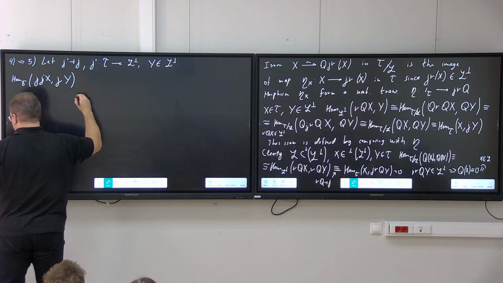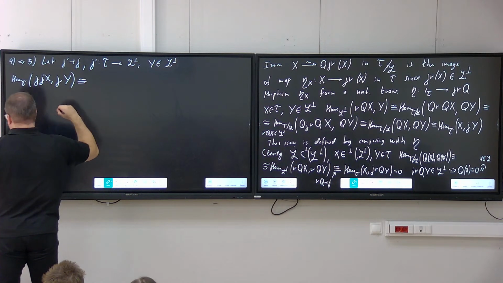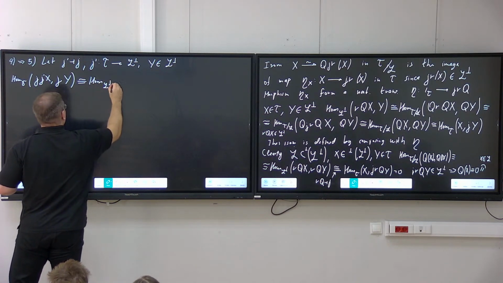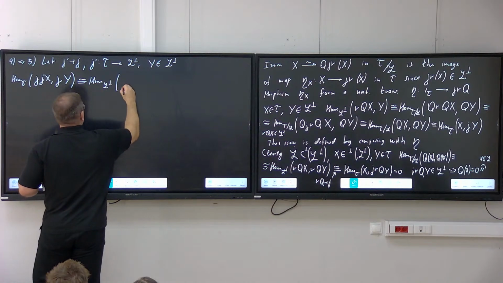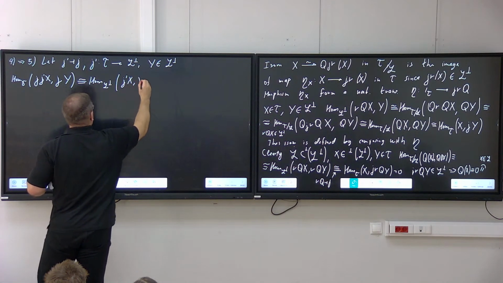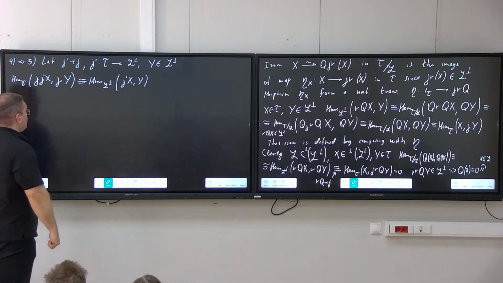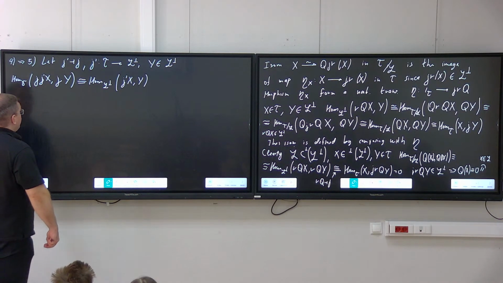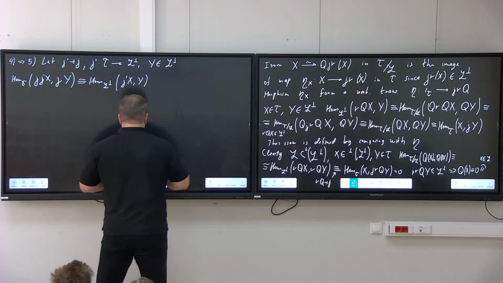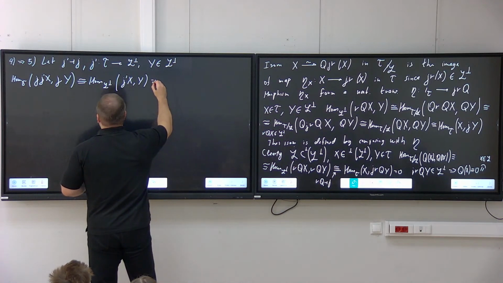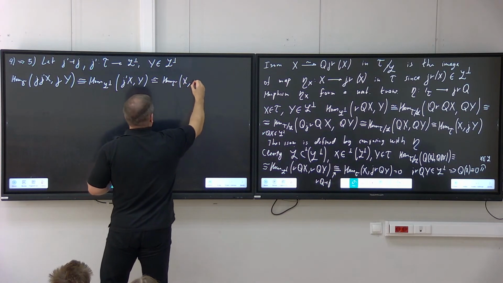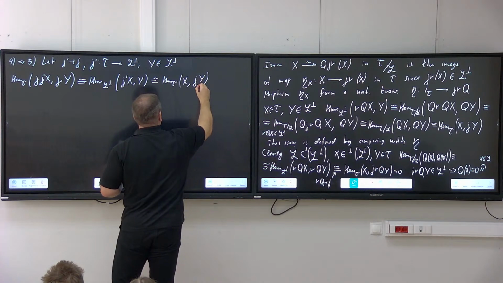So this I can rewrite as the Hom in the category L with the right orthogonal, and I just drop the J. So it will be J prime X and Y. So J is the inclusion of the category L with the right orthogonal to the T, and this is fully faithful by the definition. So this I can just drop, and I can use the adjunction. So this will be the Hom in the category T between X and the J applied to the object Y.